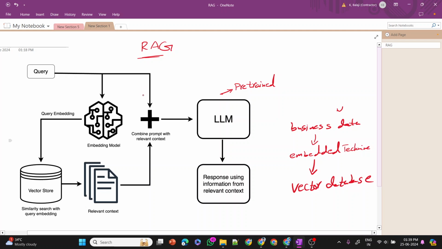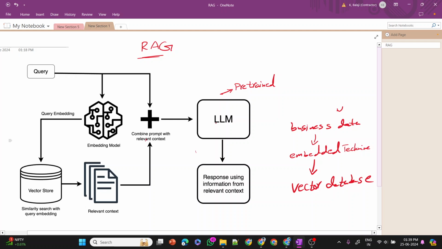Depending upon that, it will retrieve the exact data from the relevant content and generate a response for us. This was the overall technique. In this overall technique, we just enhance the knowledge of an LLM temporarily.